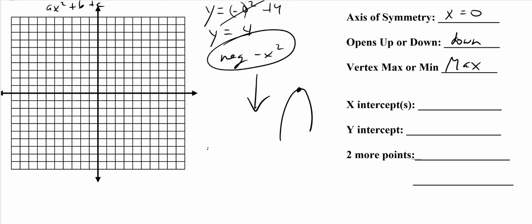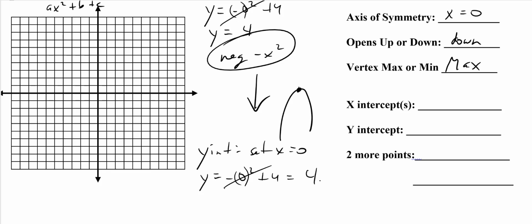Let's do the y-intercept first. Again, set x equal to 0. So we're going to get y is equal to -0 squared plus 4. Well, that's gone, and so y is just equal to 4. Okay, so it's going to be (0, 4).